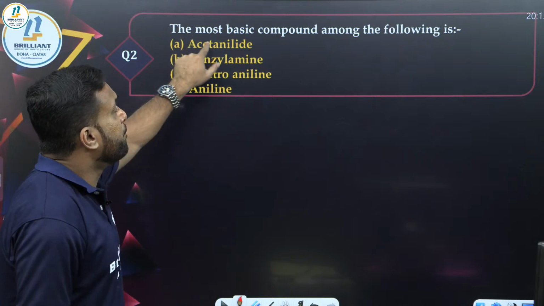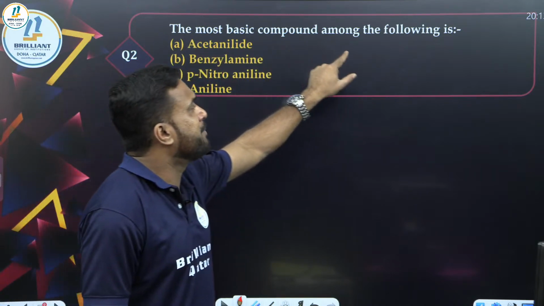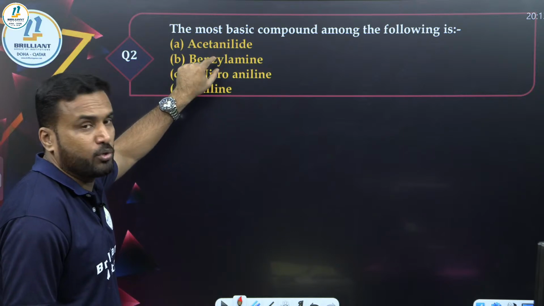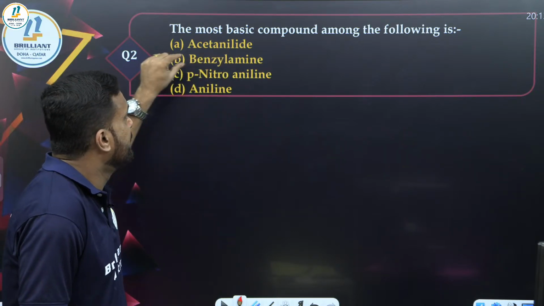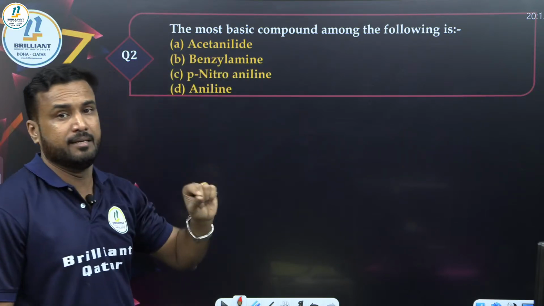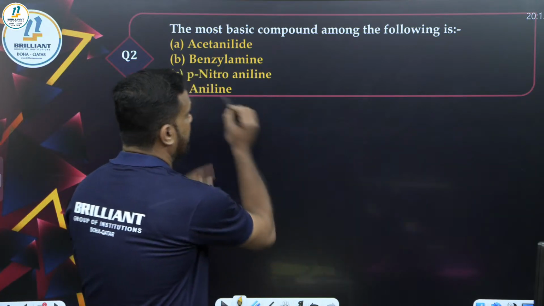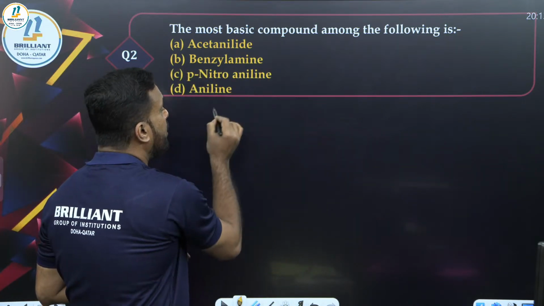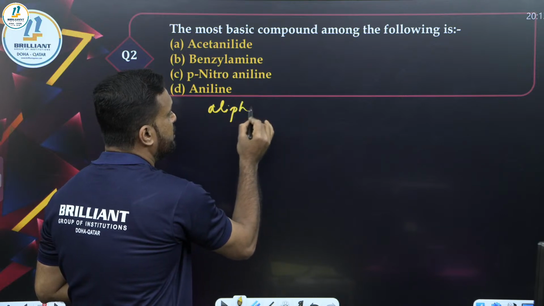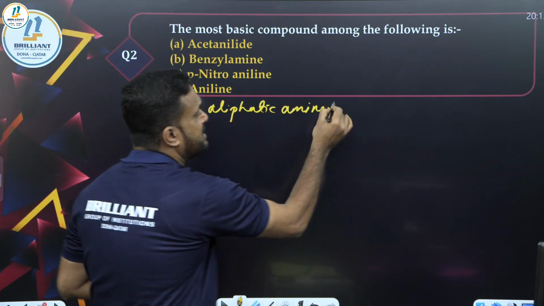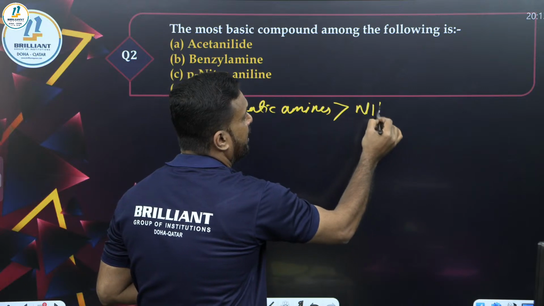Send the answer. The most basic compound among the following is, read the question: acetanilide, benzylamine, para-nitroaniline and aniline. You know what is acetanilide? See, we have a few ideas about the basicity. All aliphatic amines are more basic than ammonia.